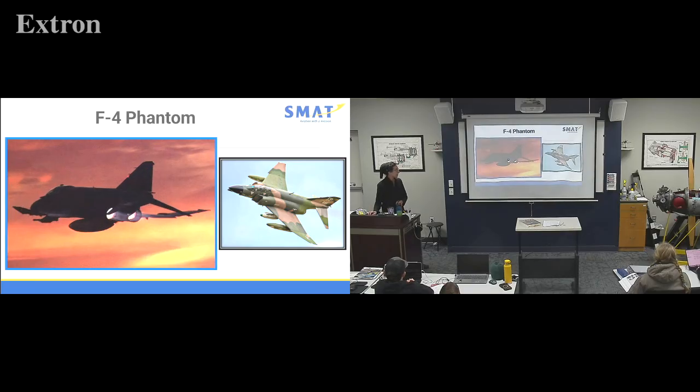Here are some cool pictures of an F4 Phantom. And this is where I have in my notes Kirk's story, if you want to share, of the F4s flying over the carrier and breaking the canopies. Yeah, I feel sorry for that pilot.